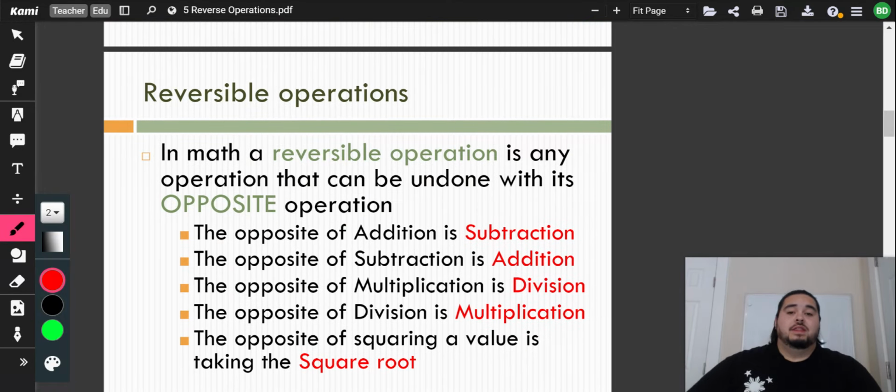Really intuitive. The opposite of addition is subtraction. The opposite of subtraction is addition. And then multiplication and division will undo each other. The one that a lot of people don't really think about is the opposite of a square, which is a square root. So getting rid of a square would be a square root.